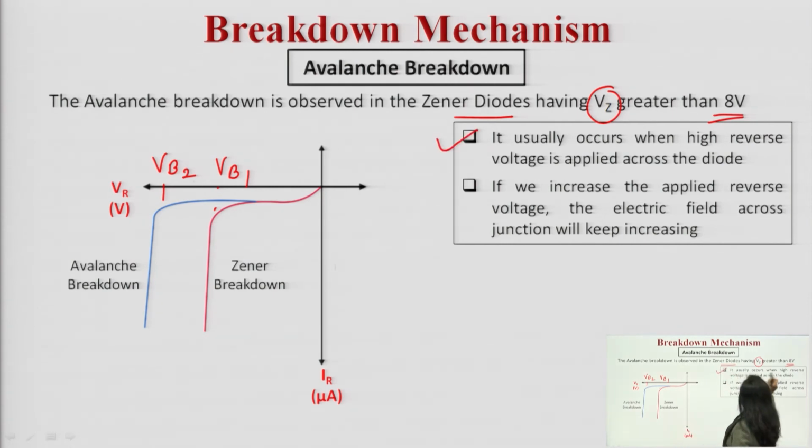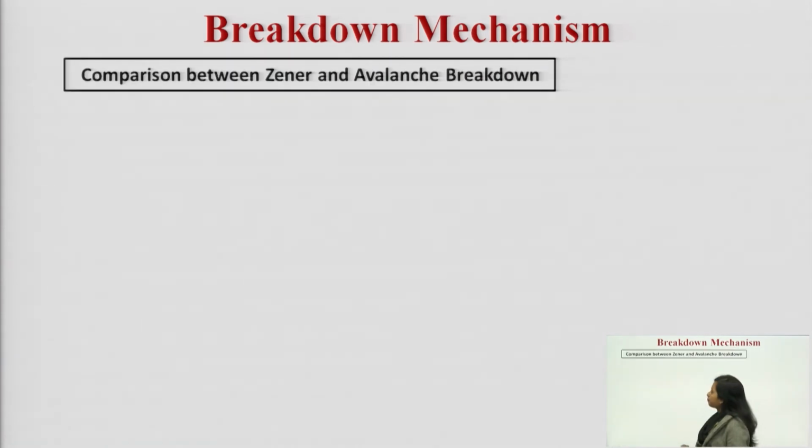See, it usually occurs when high reverse voltage is applied, and if we increase the applied reverse voltage, the electric field across the junction will keep increasing and breakdown will occur. Right. So, this is how you can explain the avalanche breakdown.